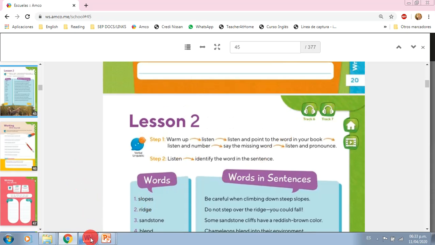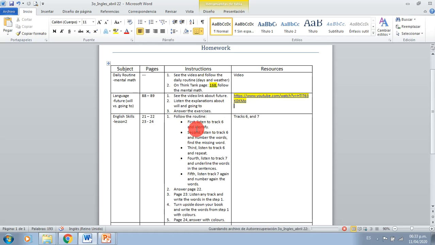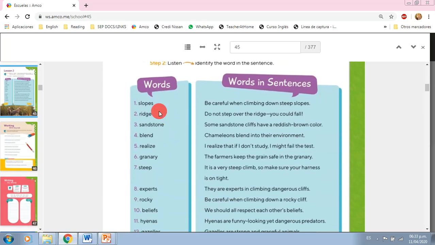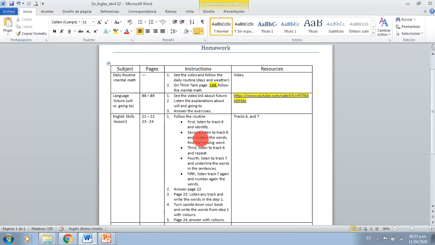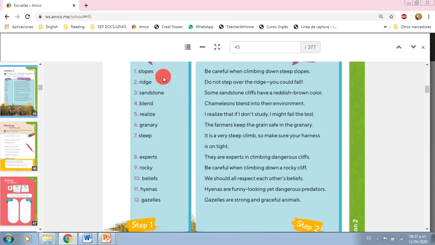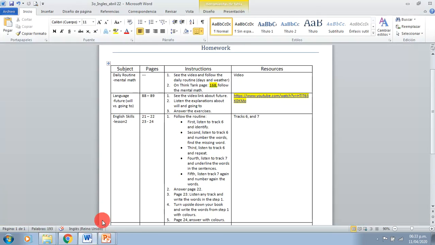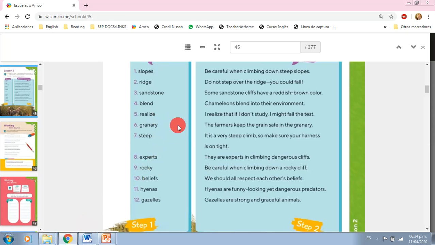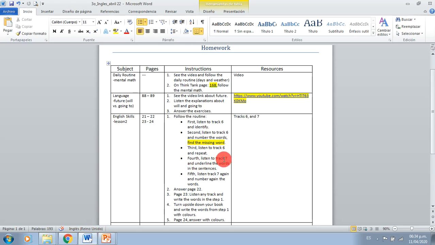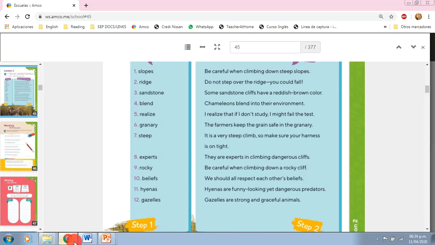With track 6, first listen to track 6 and identify the words. Only listen and identify the words. Second, listen to track 6 and number the words. This time, you are going to number the words according to the audio. And of course, find the missing word. And third, listen to track 6 and repeat your words. Okay? Listen and repeat. Then you're going to use track 7, because remember, it's a different order. Fourth, listen to track 7 and underline the words in the sentences. So you're going to listen and underline slopes, ridge, sandstone, etc. Okie dokie.